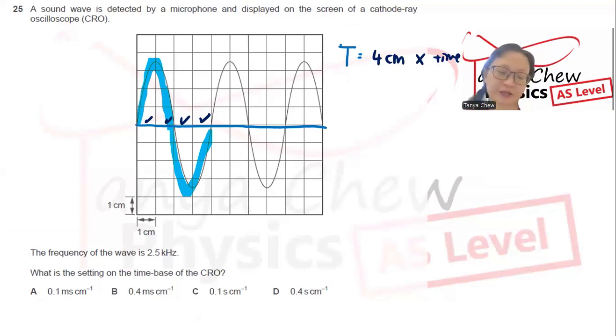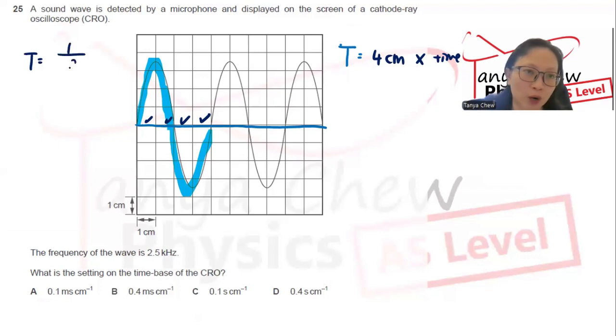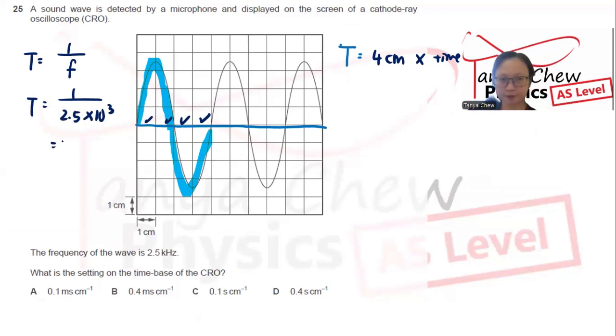Since frequency is being given, how do we find period from frequency? Period is equal to 1 over frequency. So period is equal to 1 over 2.5 kilo, which is 10 to the power of 3. So period is equal to 1 divided by 2.5 times 10 to the power of 3. The period should be 4 times 10 to the power negative 4 second.